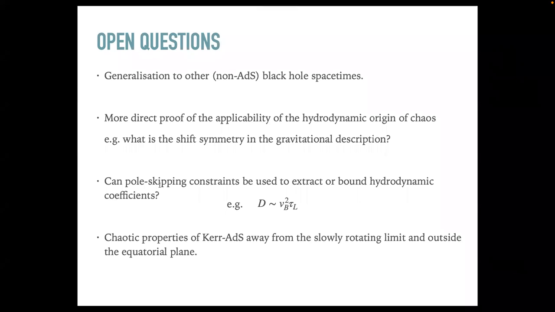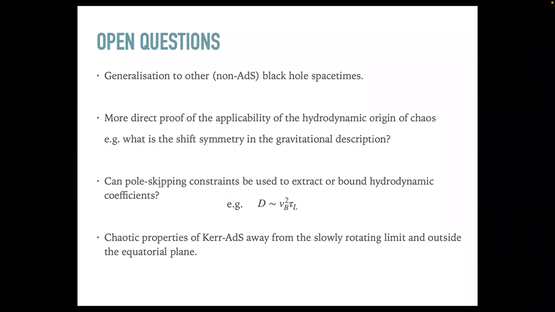There are some other things we didn't get a chance to address yet. One of them, as I mentioned, is that I'm sure this will apply in non-AdS spacetimes. I'm curious, if people are interested in non-AdS spacetimes for other reasons, as I alluded to at the start, real black holes and so on, whether this kind of analysis can give us any useful information about quasi-normal modes of asymptotically flat black holes, for example, that we don't already know. It would be good to have a more direct proof of the hydrodynamic origin of chaos.